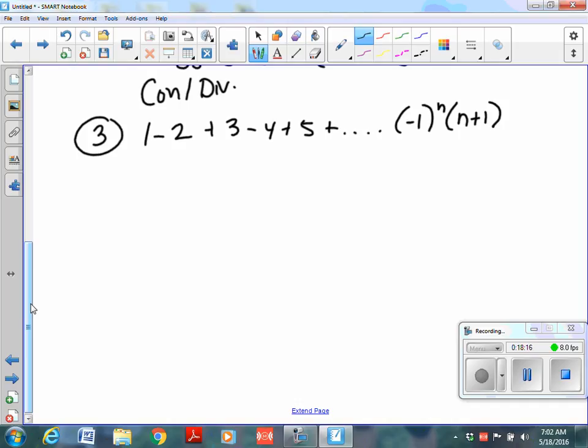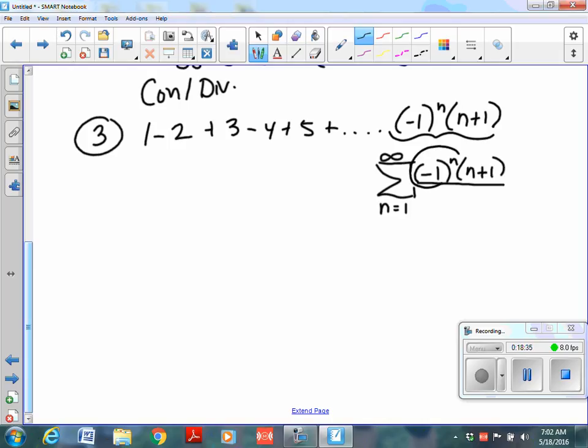So here's the beginning of the series, and what does this mean down here at the end? That's the formula that you would have to put as n equals 1 to infinity. This is what would have to go right there, negative 1 to the n plus 1. What does this do? This makes it positive and negative.